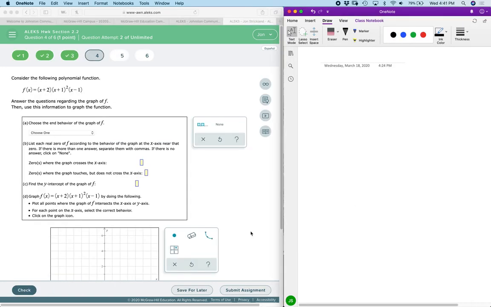Okay, for what we have in this problem, now we have a function f of x equal to the quantity of x plus 2 times the square of x plus 1 times the quantity of x minus 1. Starting out, now we're looking at the end behavior of the graph of this particular function.